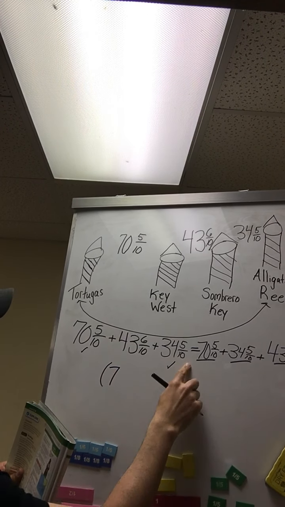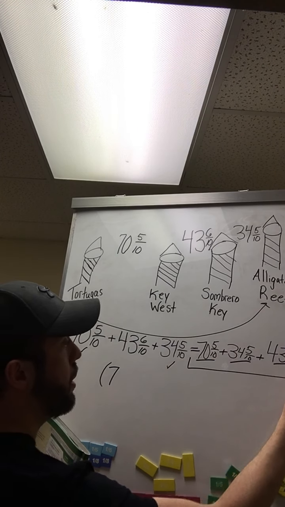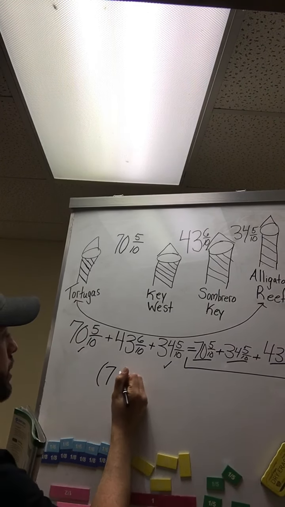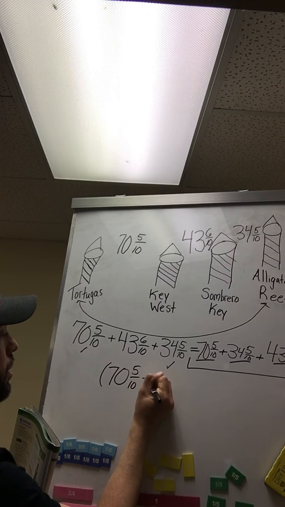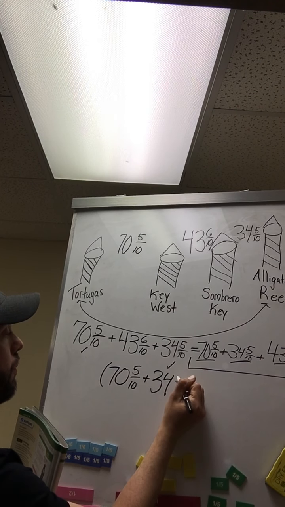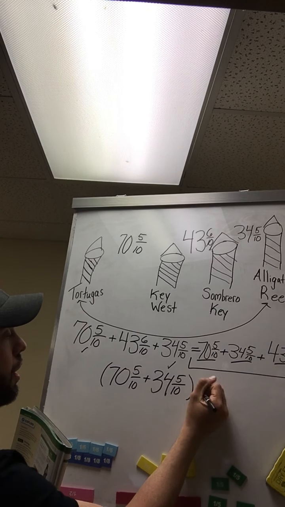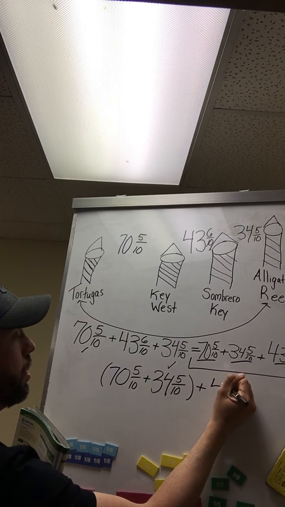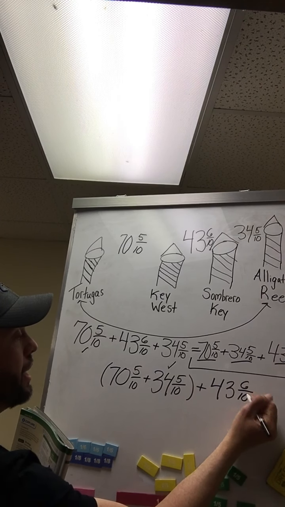So I'm just rewriting, guys. All I'm doing is rewriting this. I'm just rewriting this right here. All right, so 70 and 5/10 plus 34 and 5/10. And you guys are doing the same thing I'm doing right now. You're rewriting this. Plus 43 and 6/10.